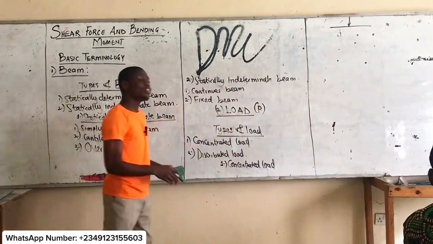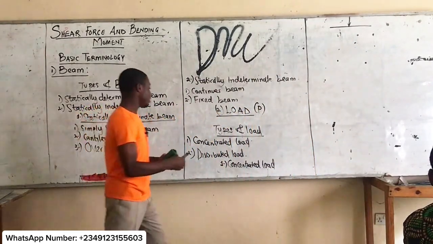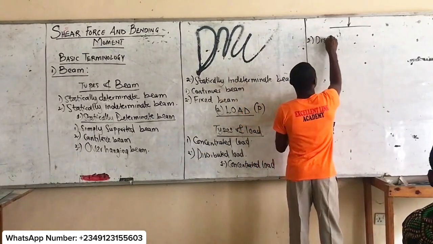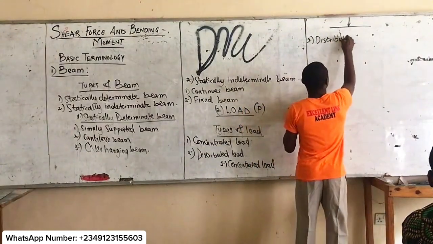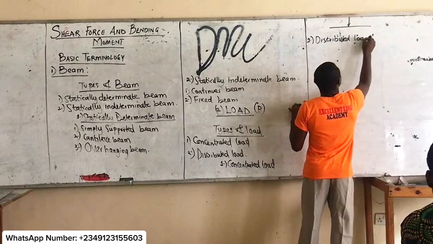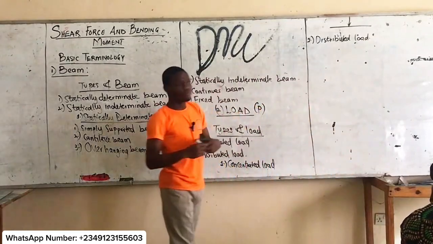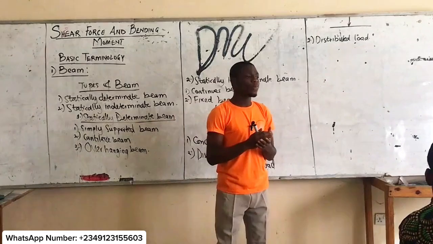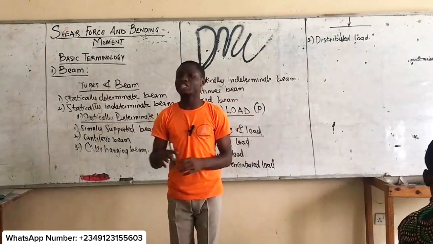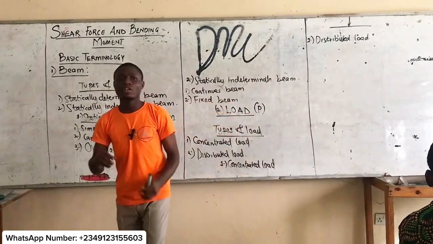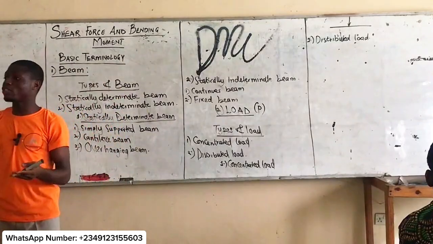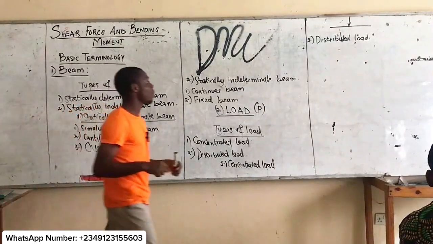Number 2 please. Distributed load is number 2. Distributed load, definition please. This is a load that is spread across a structural member. This is a load that is spread across a what? Structural member.